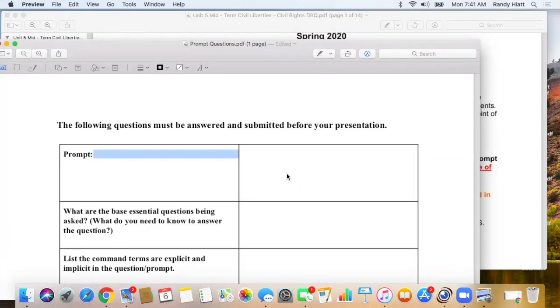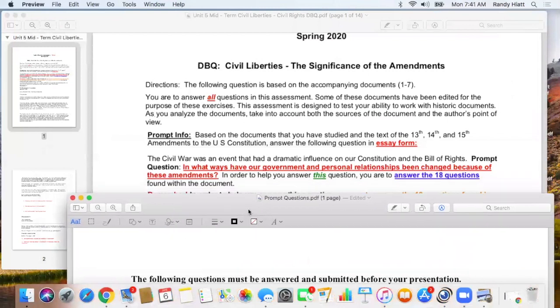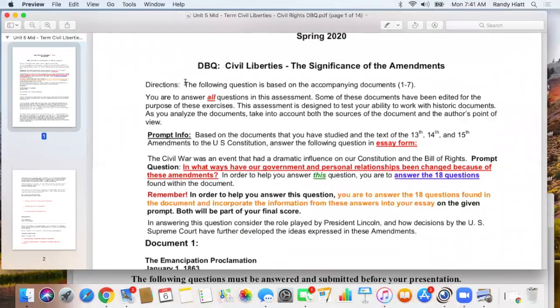All right. So first thing we're going to look at is the final itself. Directions. The following question is based on the accompanying documents 1 through 7. You are to answer all questions in the assessment. Some of these documents have been edited for the purpose of these exercises. This assessment is designed to test your ability to work with historical documents. As you analyze the documents, take into account both sources of the document and the author's point of view.